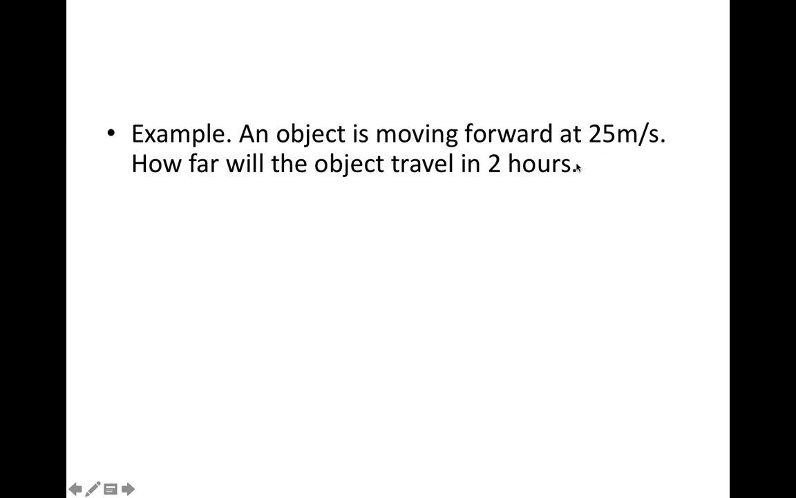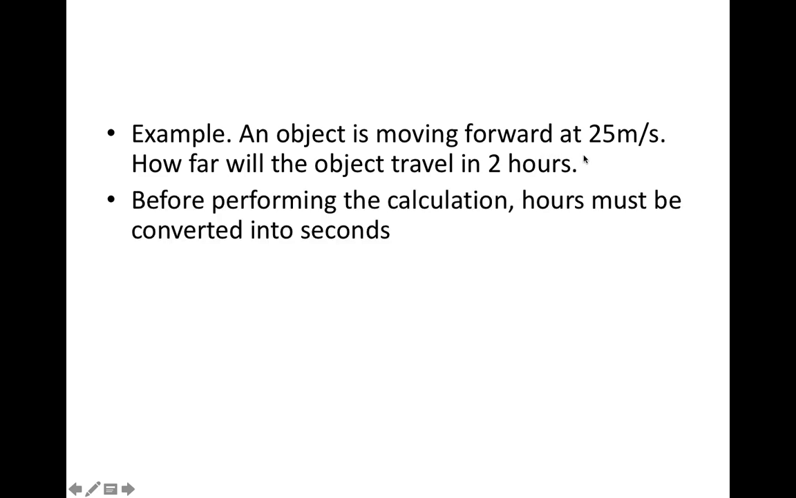Whenever you have inconsistent units, the safest thing to do is to convert everything to SI units. So the speed is already in SI units, 25 meters per second. Hours is the unit for time, but it's not SI units. The SI unit is the seconds. You have to convert it. So we convert hours to seconds.